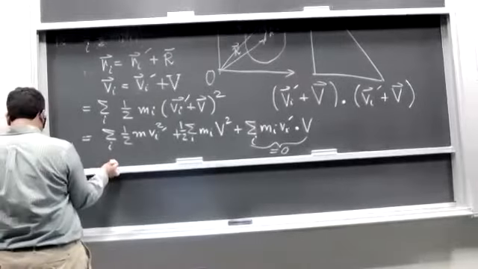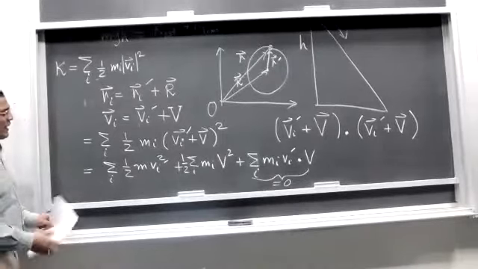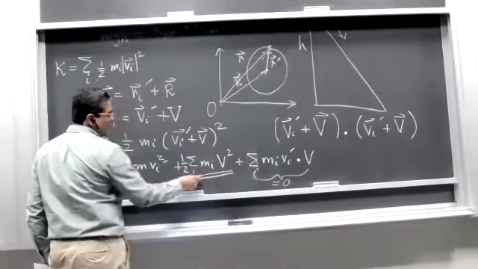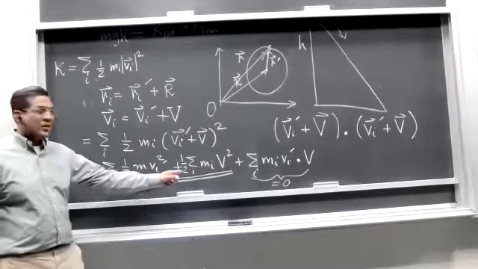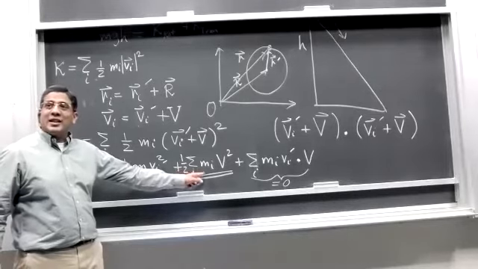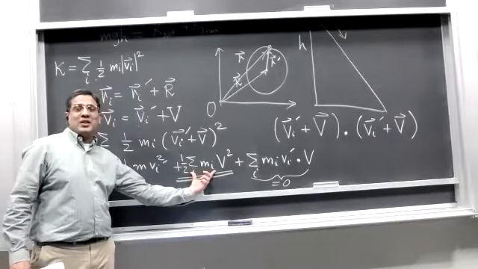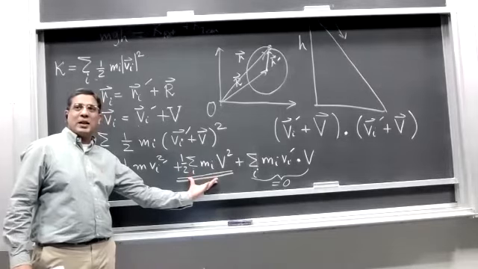I'll write them in the next board. And from here, even before we move, what is this? It is the kinetic energy of the center of mass. If you simplify this sum, this is the total mass of the object, so this is the kinetic energy of the center of mass.